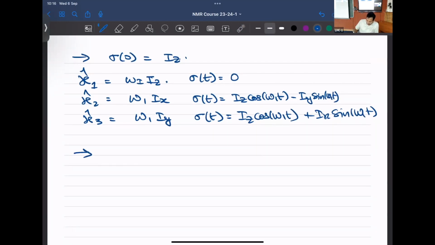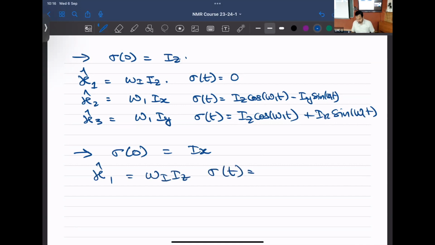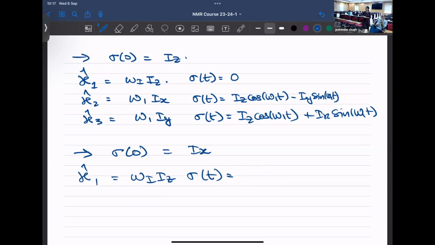So now let's go to the second one. Let's say the initial density matrix is Ix, and your first Hamiltonian is omega I Iz. Can any one of you tell me what will be sigma of t? Ix cos omega I t, okay, minus Iy sin omega I t. Are you sure?